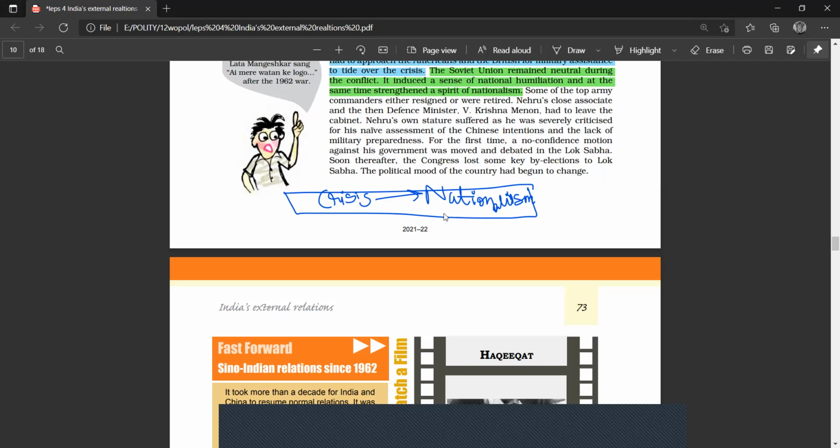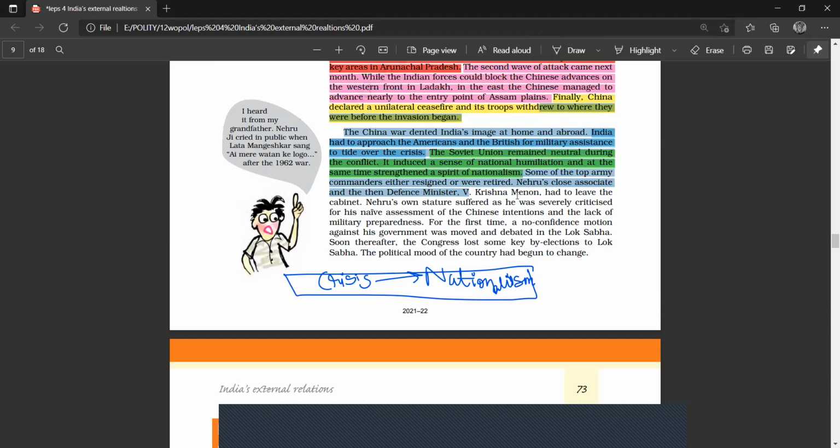Any country that goes to war, you can see, has a sense of nationalism inbuilt in its citizens. All right, moving on. The top army commanders either resigned or were retired. Nehru's close associate and the then defense minister V. K. Krishna Menon, this is very important, resigned at that time and had to leave the cabinet.